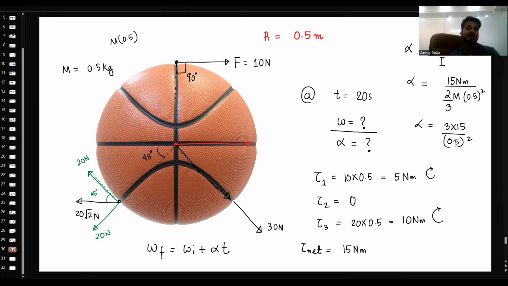Now, if nothing is given, you have to understand that this ball initially was at rest. So take initial omega as 0. Final omega is something that we need to find out. Alpha we just found out and t is 20 seconds. Plug in the values and you'll get the answer. Please let me know if you have any doubts.